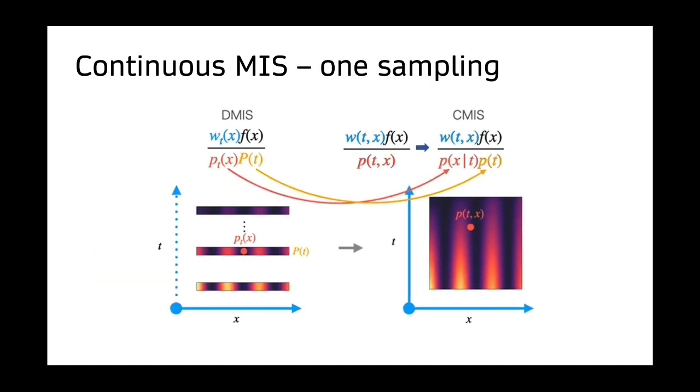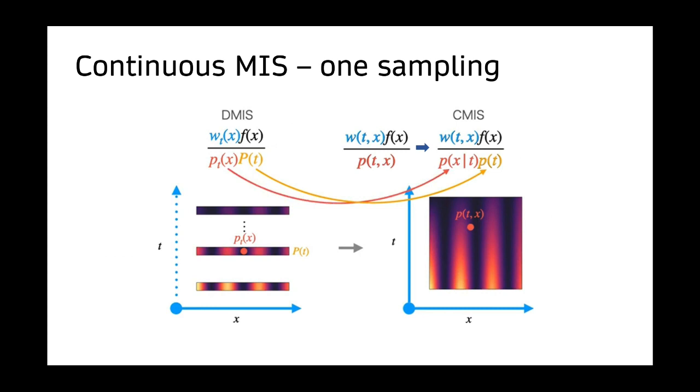Like DMIS, CMIS also has a corresponding one-sample estimator. In DMIS, we select a technique with some probability, and from it a sample with some density. In CMIS, we have two continuous random variables, x and t. We can sample them according to their joint probability density, giving us an ordinary Monte Carlo estimator for the double integral.